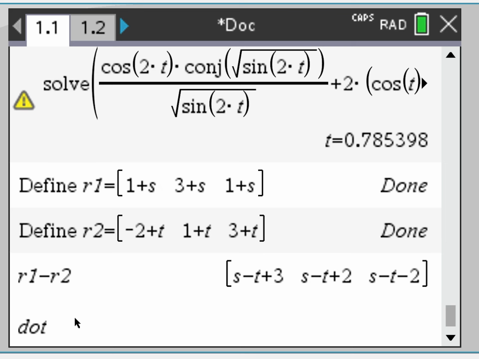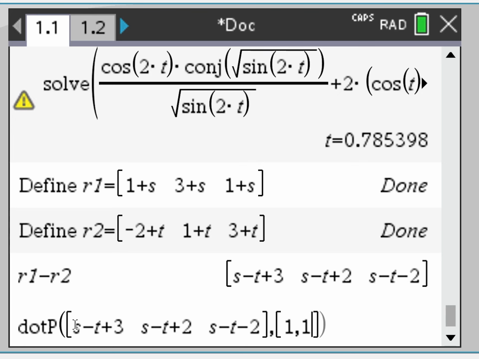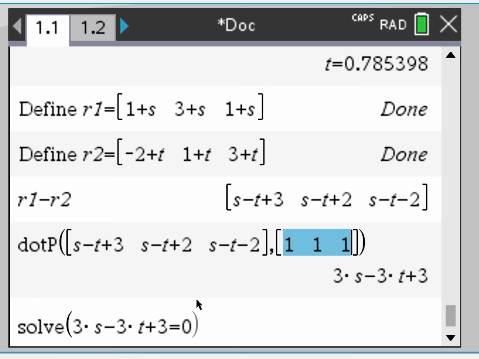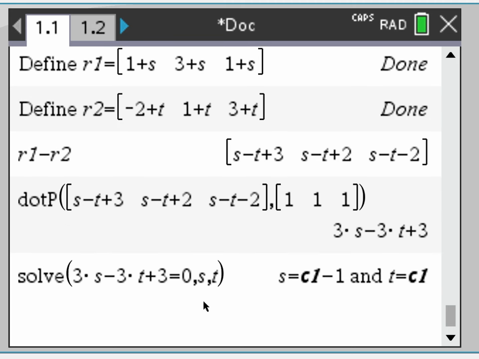So the dot product of this vector, and it appears that the direction vectors are the same for both lines. So it's just 1, 1, 1. So this is our final answer with the dot product. Now if I were to solve this and set it equal to 0, because the direction vectors are the same, this will be only one equation. So we will most likely get a general solution out of this. So yeah, there you go. This is our general solution, right?